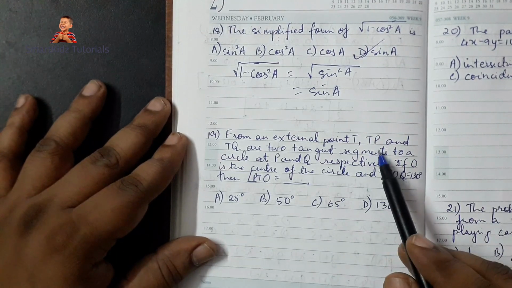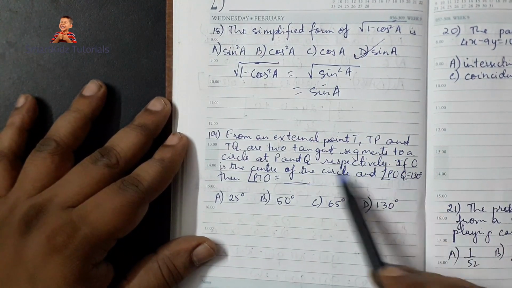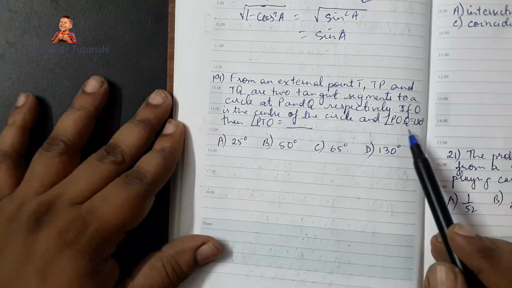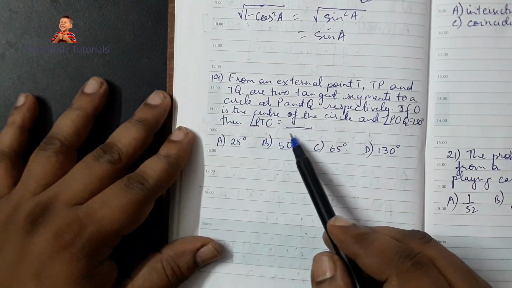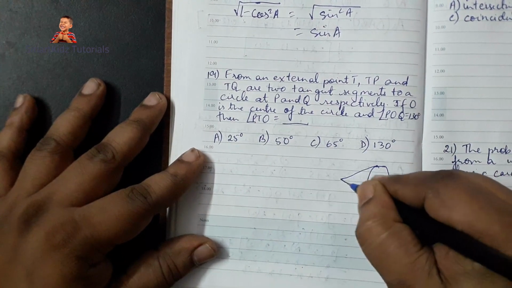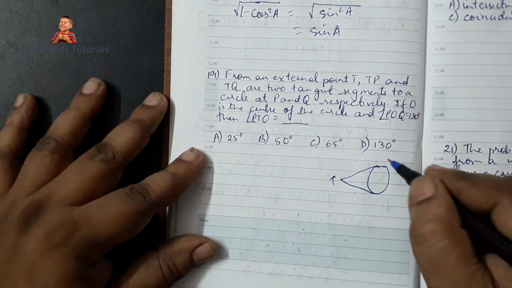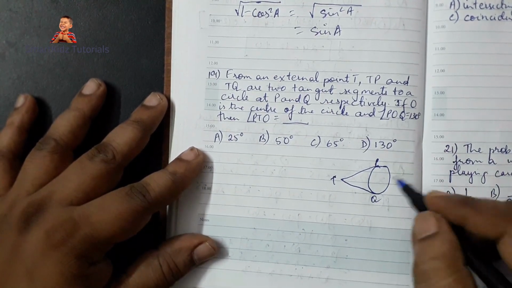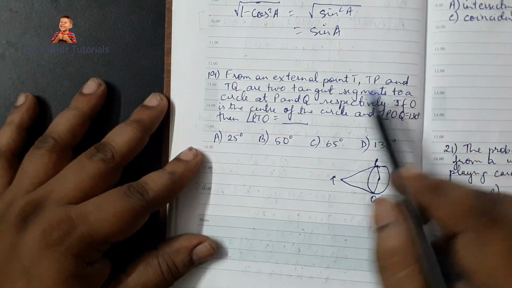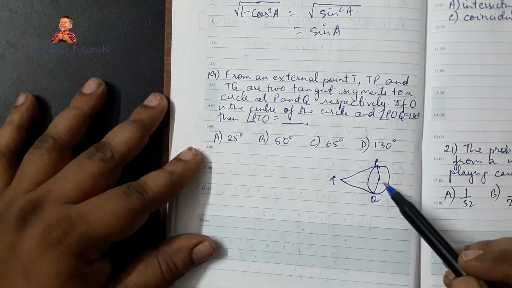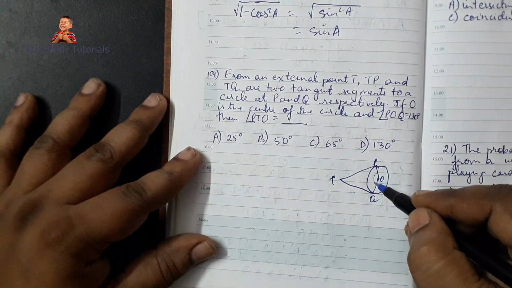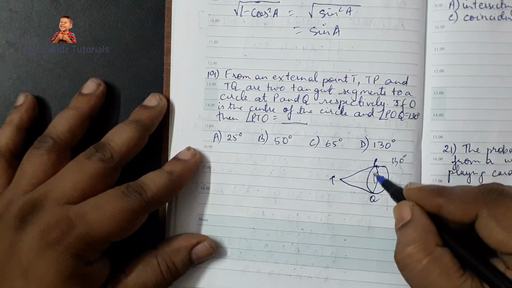Next, from an external point T, TP and TQ are two tangent segments to a circle at P and Q respectively. If O is the center of the circle and angle POQ equals 130 degrees, then angle PTQ equals dash. The diagram is not given over here, so we'll have to draw a rough diagram like this. T is the external point, and there are P and Q where the tangents are formed, and we'll take a center here and draw the radii joining them. TP and TQ are two tangent segments, and O is the center of the circle. Now this angle POQ is 130 degrees.